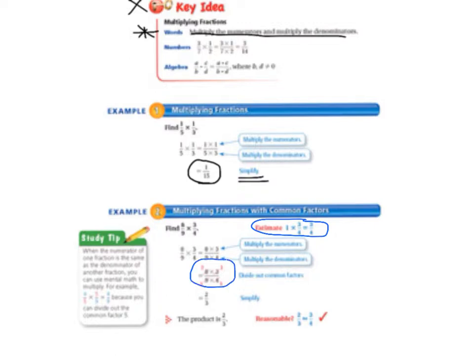So instead of just multiplying straight across and then having big numbers to simplify, we have smaller numbers to work with if we divide out the common factors. And then, when we multiply across, we have 2 times 1, which equals 2, and 3 times 1, which equals 3. So our simplifying step is much easier. So the product is 2/3. So is that reasonable? Is 2/3 close to 3/4? And the answer is yes.